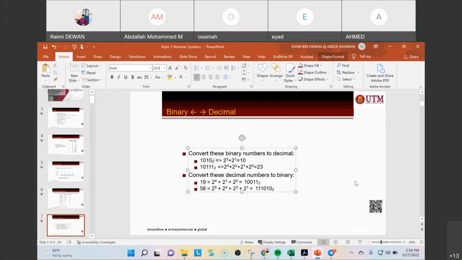So 2 to the power of 3 and 2 to the power of 1. You can see why we only consider this weightage: at 2 to the power of 0 the digit is 0. At the weightage 2 to the power of 1 there is a digit, so 1 times 2 to the power of 1, and the 1 we normally don't write.